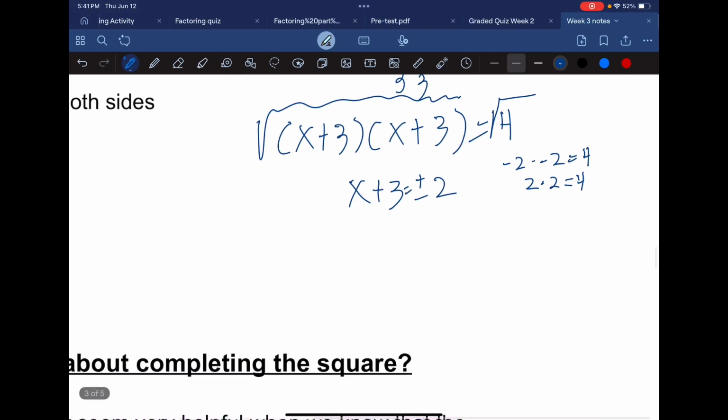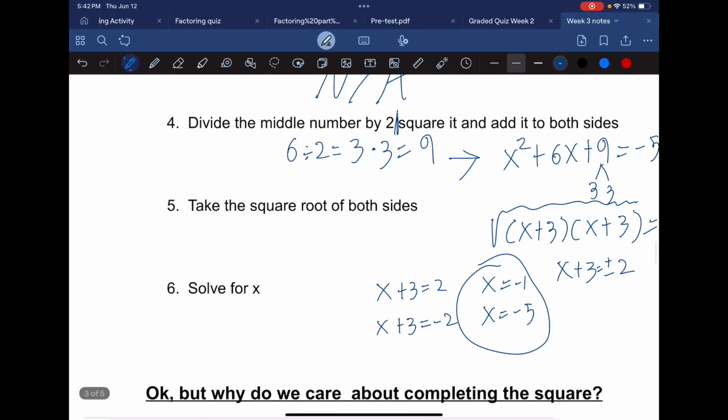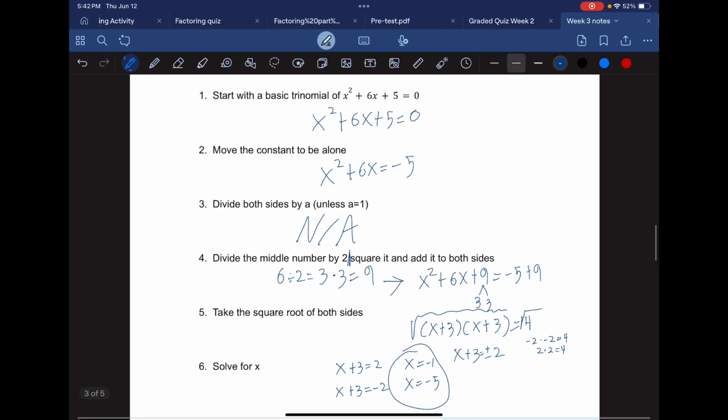It's nothing too different. Let's just write it down as two separate equations. So x plus 3 equals 2, and x plus 3 equals negative 2. If we subtract 3 from each side, we get x equals negative 1, and x equals negative 5. Yep, and that is our final answer. So that's how we complete the square, right?